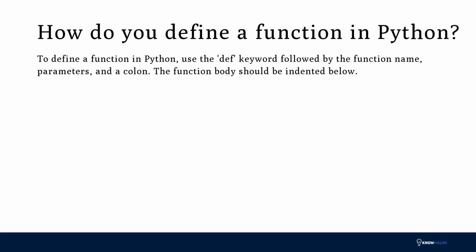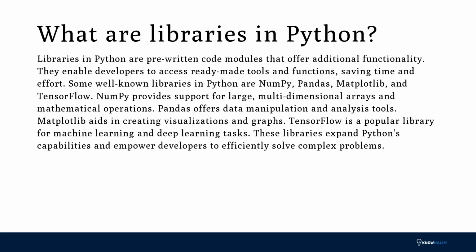How do you define a function in Python? To define a function in Python, use the def keyword followed by the function name, parameters, and a colon. The function body should be indented below.